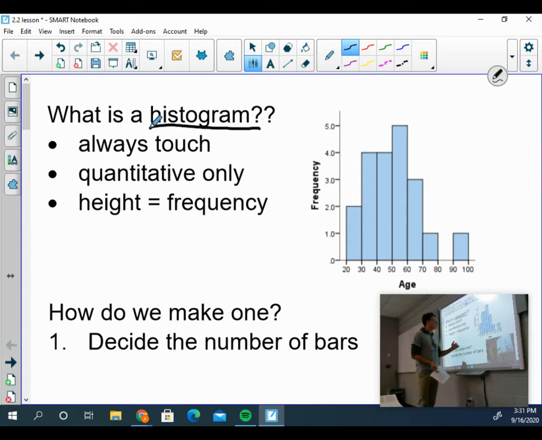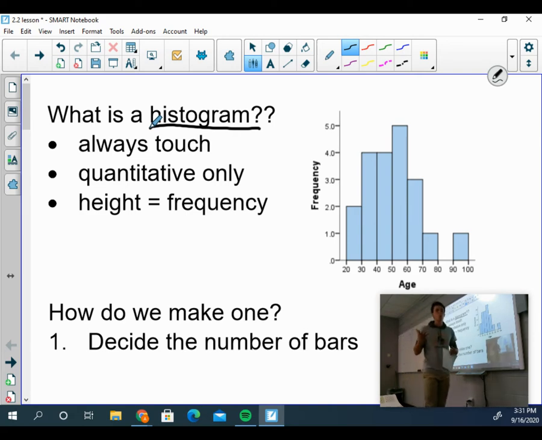And then finally, your height is going to be your frequency. Your y-axis will always be a frequency, not a percentage and not a specified amount. So those are kind of the three features of the histogram you need to know. Again, I'd take a second, pause it, write it down. Not necessarily so that you can regurgitate what they are, but so you can recognize when you see a histogram.